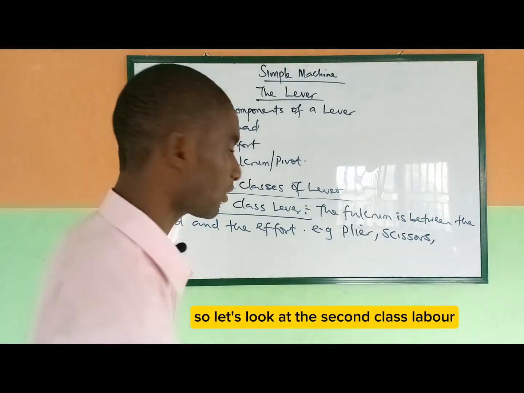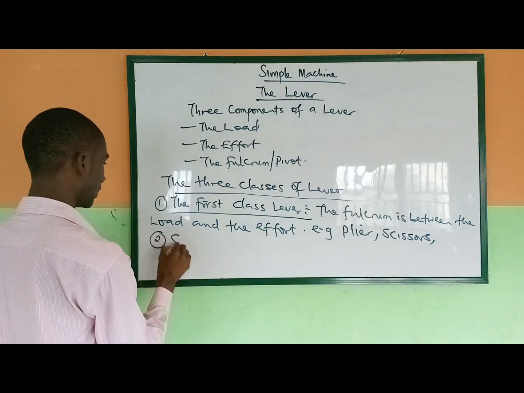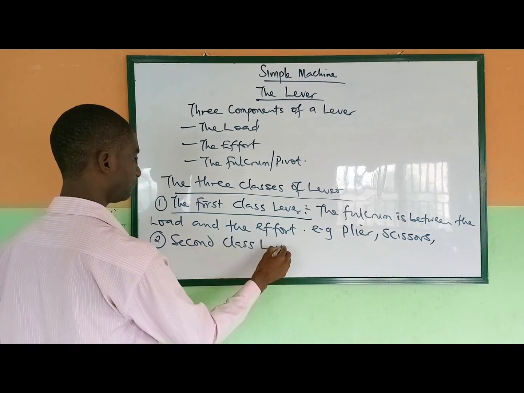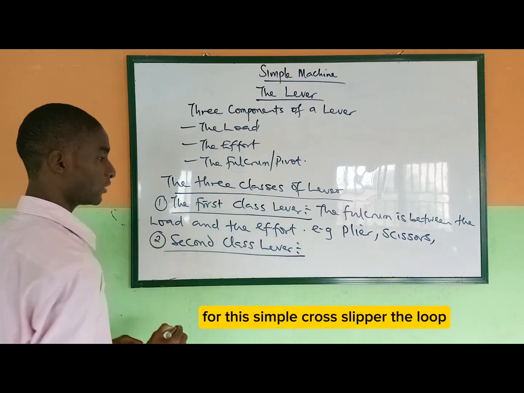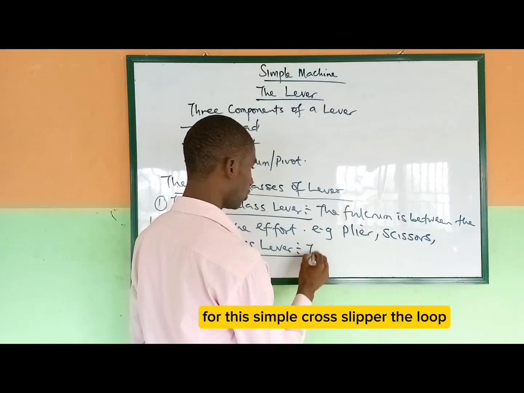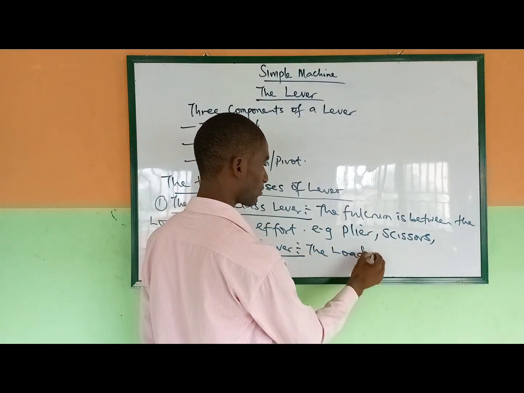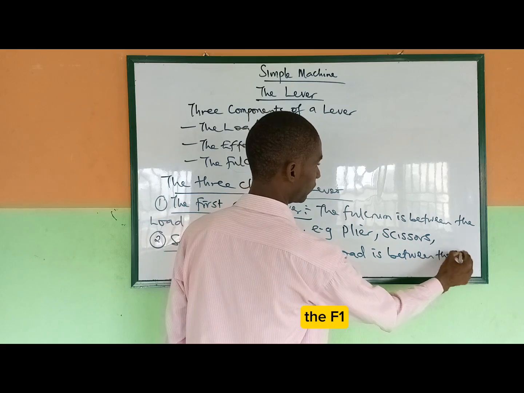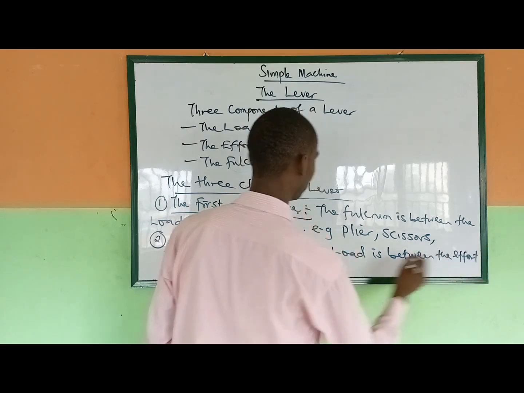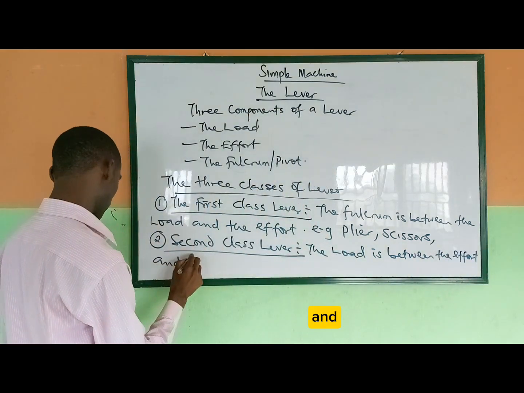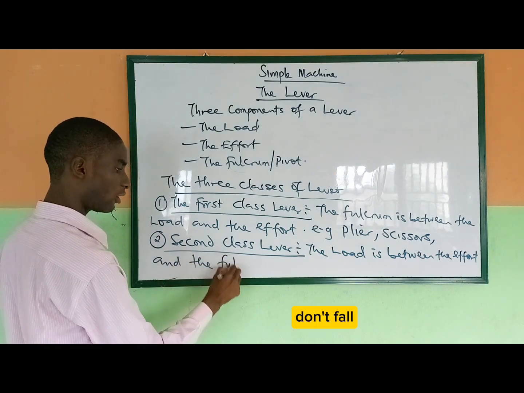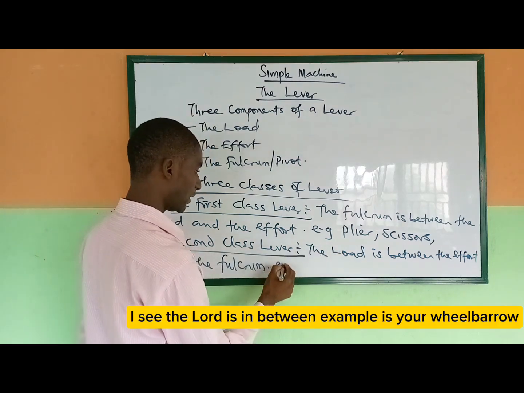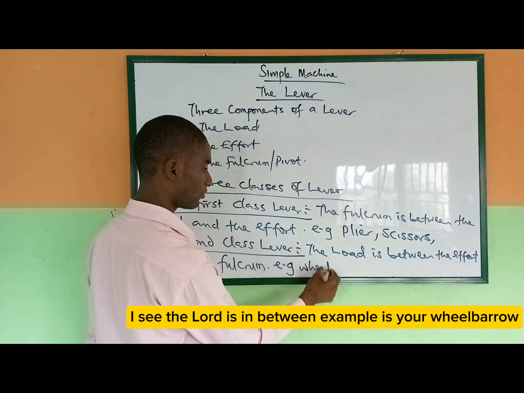So let's look at the second class lever. For this second class lever, the load is between the effort and the fulcrum. I see the load is in between. Example is your wheelbarrow.